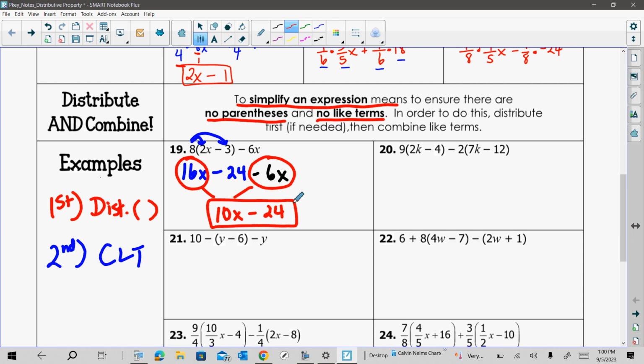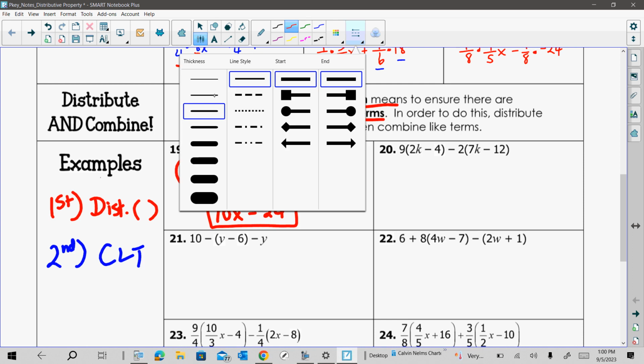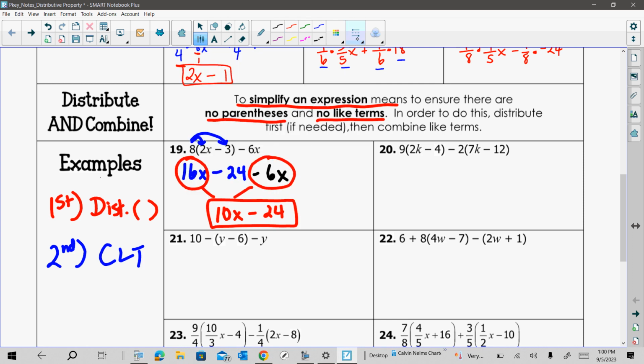What about number 21? If you don't see the number, what is the number? It's -1. So in front of this parentheses, there's got to be a -1, and then you distribute that -1.